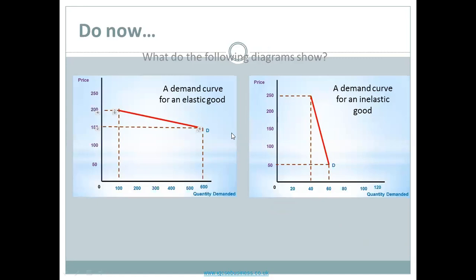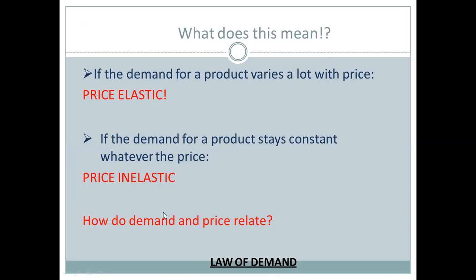Do now: what do the following diagrams show? So in our first diagram, you can see the demand curve for an elastic good, and in our second diagram, you can see the demand curve for an inelastic good, because here the changes are very small, and here the changes are very high. What does this mean? It means that if the demand for a product varies a lot with price, it's price elastic, and if the demand for a product stays constant, whatever the price, it is price inelastic.